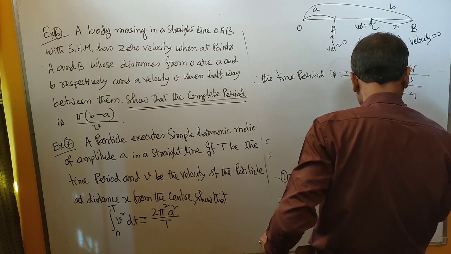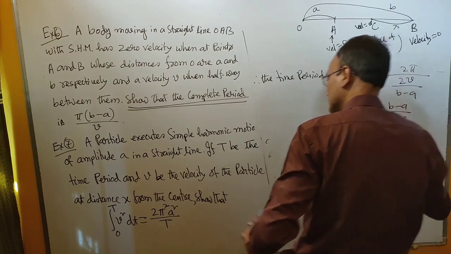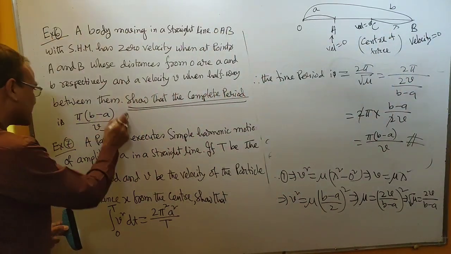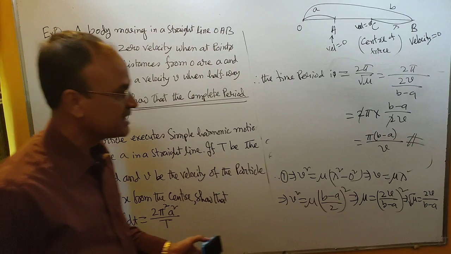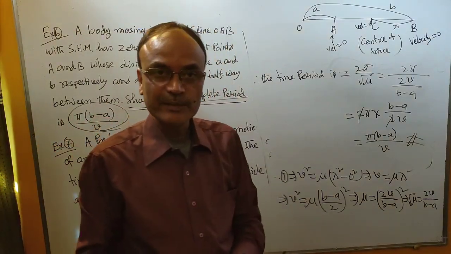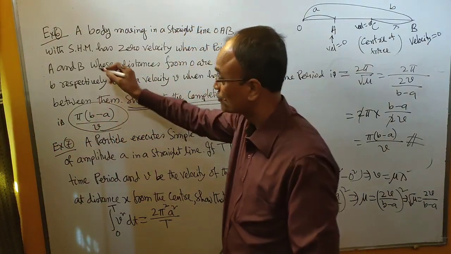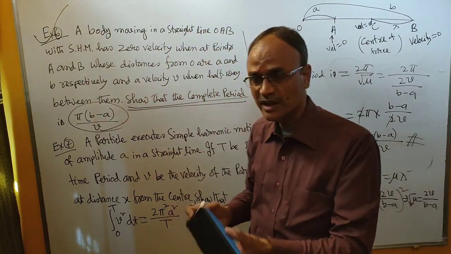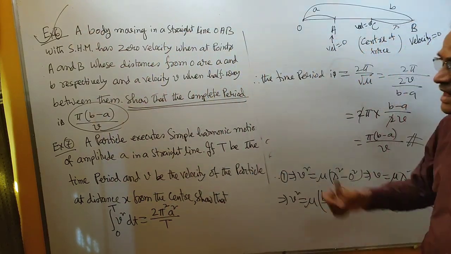Pi into B minus A divided by V. This is the time period. We have proved that the periodic time or time period is pi into B minus A divided by V. Therefore, we have solved question number 6. Perhaps you have understood this one.